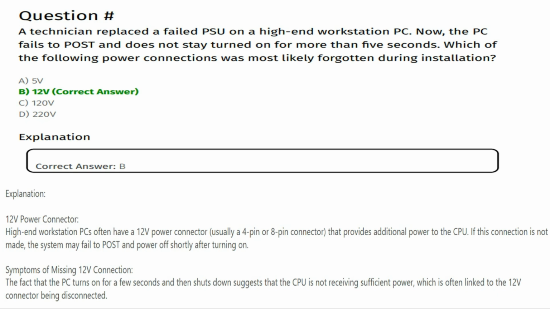And let's check the explanation. High-end workstation PCs often have a 12 volt power connector, usually a 4-pin or 8-pin connector that provides additional power to the CPU. If this connection is not made, the system may fail to post and power down shortly after turning on. The symptom of a missing 12 volt connection is that the PC turns on for a few seconds and then shuts down, which suggests that the CPU is not receiving sufficient power, often linked to the 12 volt connector being disconnected. So let's move to the next question.